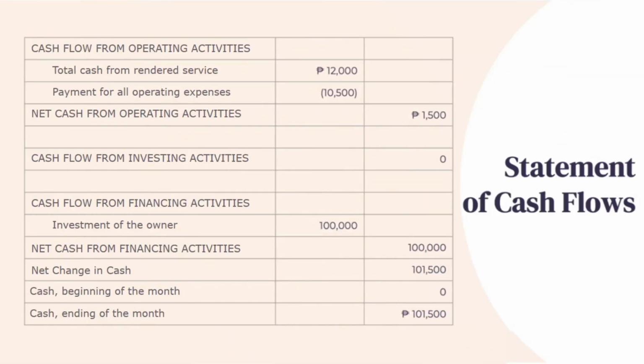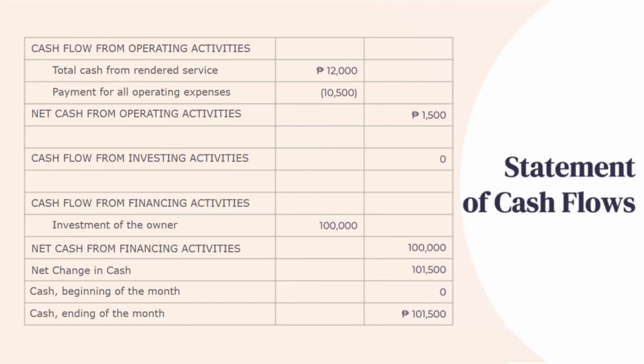Finally, the statement of cash flows. The statement of cash flows is one of the financial statements that shows the standing or balance of the cash. Basically, dito makikita kung paano ginamit ang cash ng business. The cash flows are divided into three parts. 1. Operating activities. The revenue-generating activities. Nandito yung mga kinita at mga ginastos sa pagpapatakbo ng business.